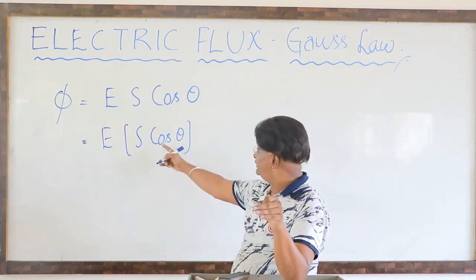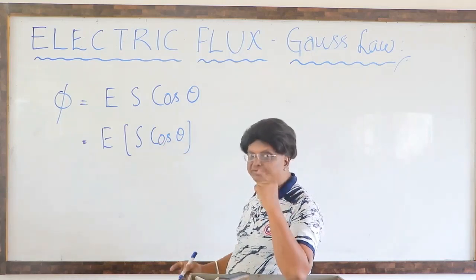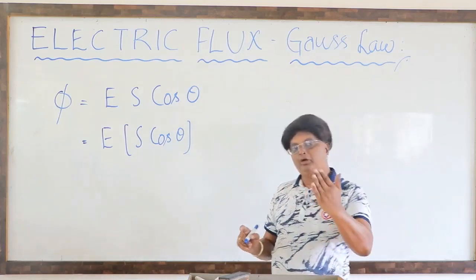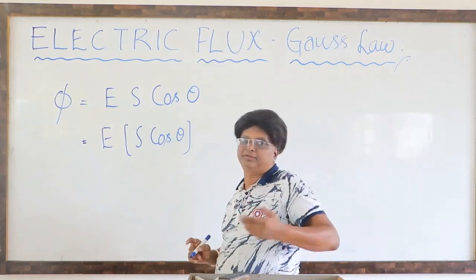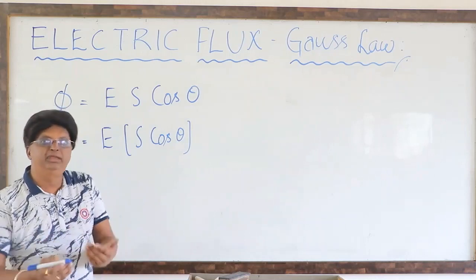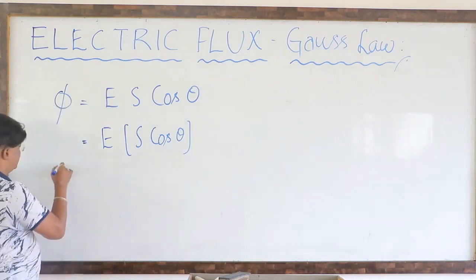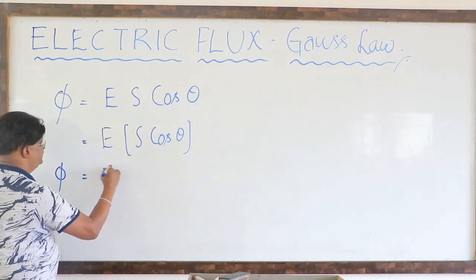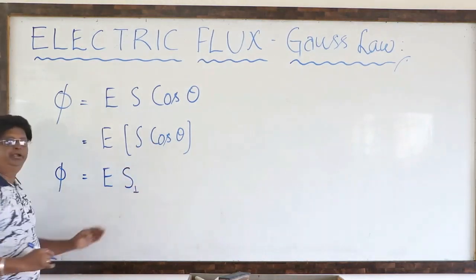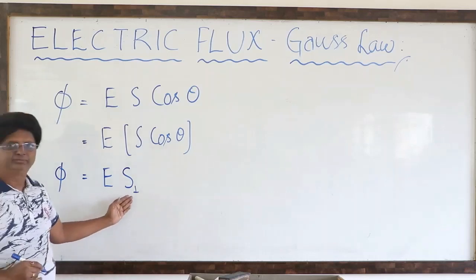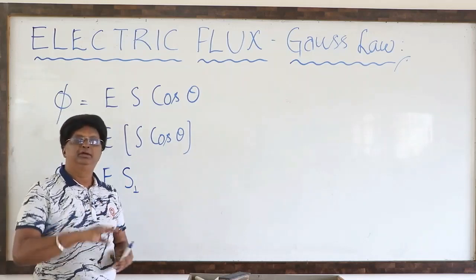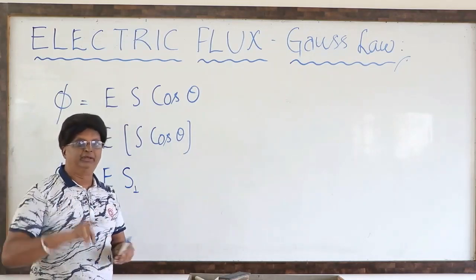Therefore, now here when we write it as E times S cos theta, what is the meaning? Remember that S bar vector we have always taken normal to the surface. Therefore, now here, I will write this definition in a more meaningful form as phi is equal to E times this S cos theta, which is nothing but S perpendicular. I will make a symbol like this. What is this S perpendicular? This is the component of area normal to field.